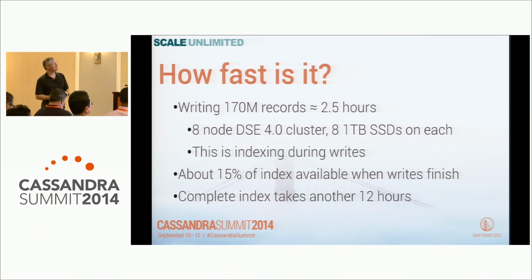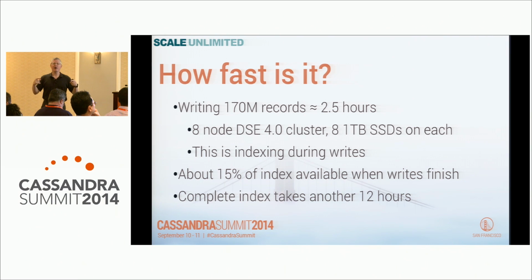So here's some performance, using mock data. We wrote 170 million records into an 8-node cluster. The writing took 2.5 hours. So definitely much slower than if we were just slamming records into Cassandra without Solr. When the writing to Cassandra finished, we were about 15% of the way done with indexing it, right? So the indexing is running behind.